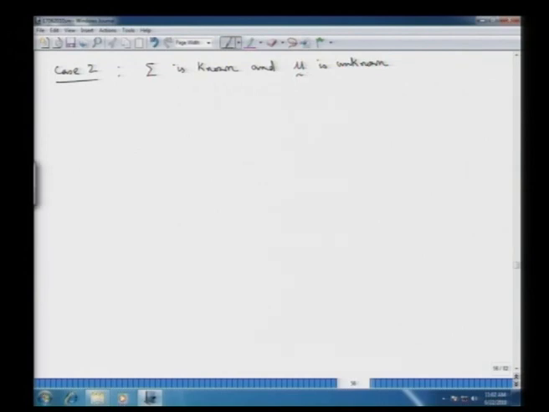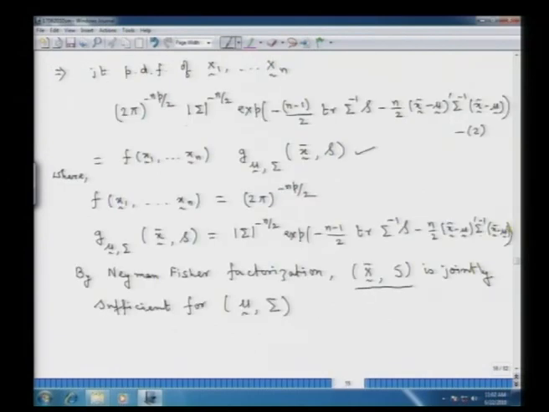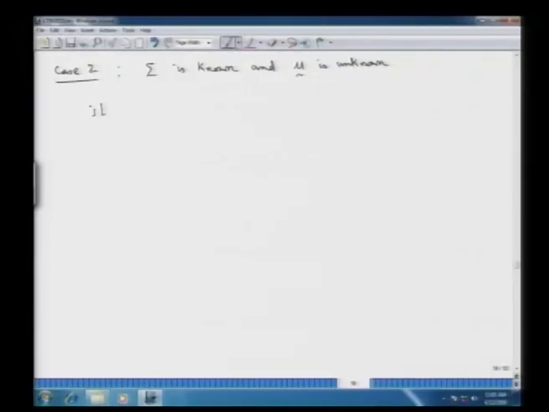Now, how are we going to do that? Note that we had this as a joint PDF of x1, x2, xn, right. So, we will use this particular form itself and then use the Neyman-Fisher factorization in order to get to the sufficient statistic. And what is that? The joint PDF of x1, x2, xn is once again what is going to be used in order to find the sufficient statistic.